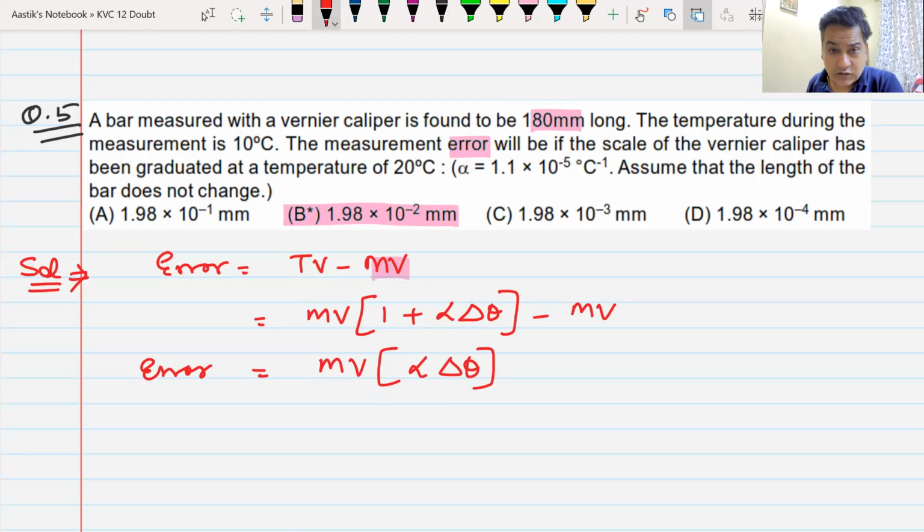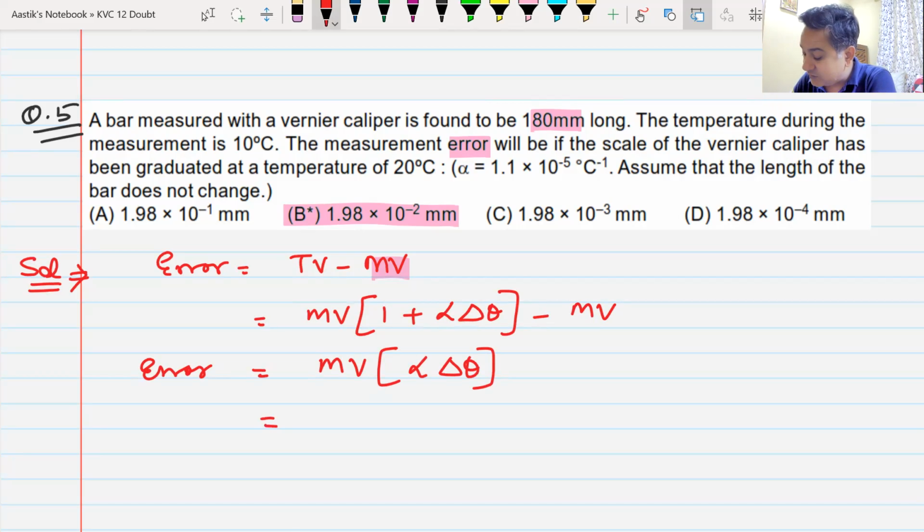This would be the error. Now, to make this question more complicated, they can ask you what is the percentage error. So you can just find out the percentage error, which is the error divided by the value that is measured. That becomes a question of JEE Advanced. You just put the values, get the answer, and stay happy always.